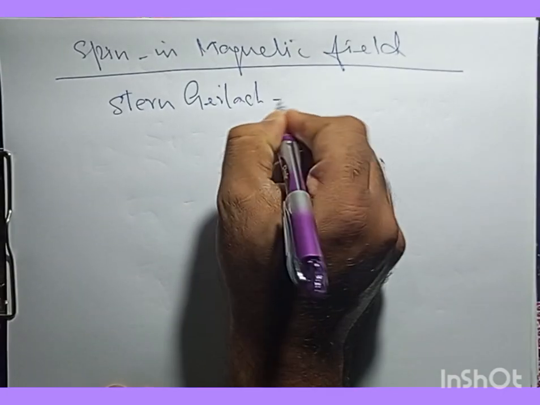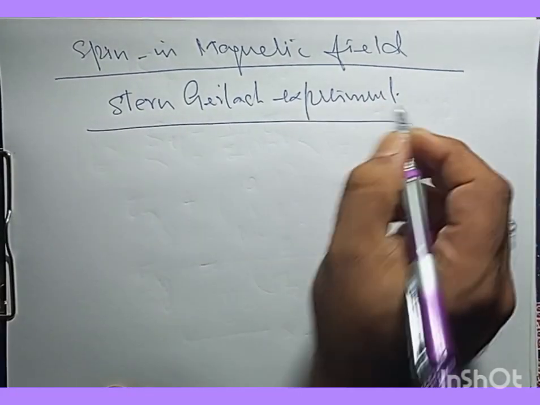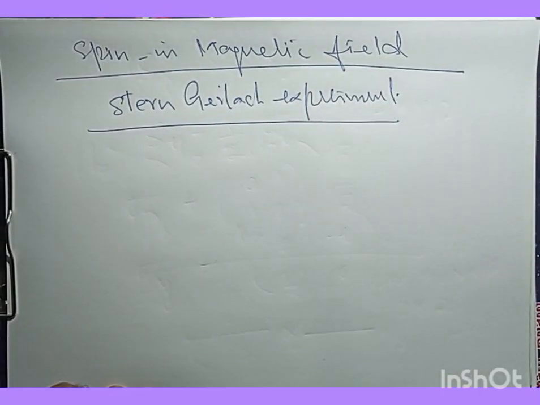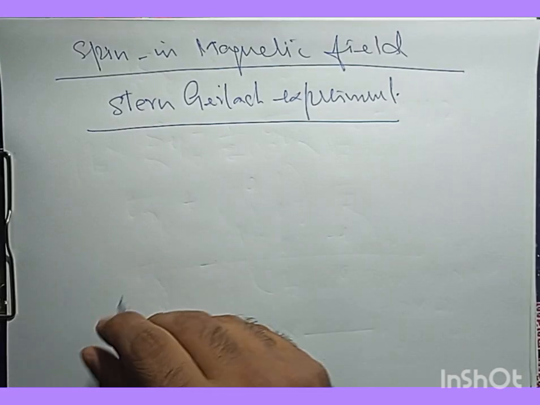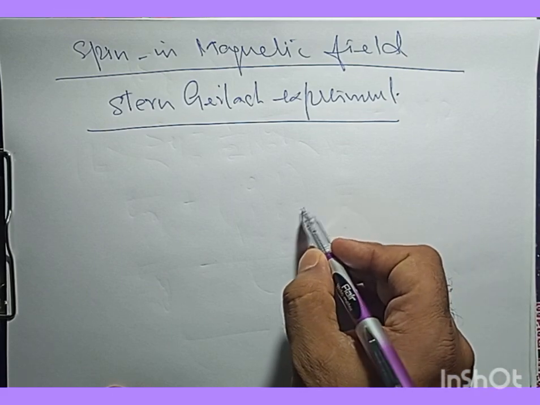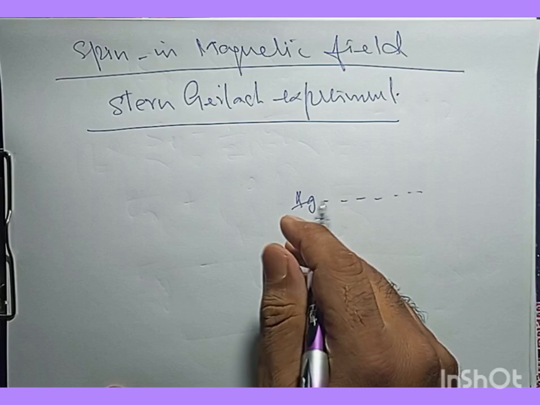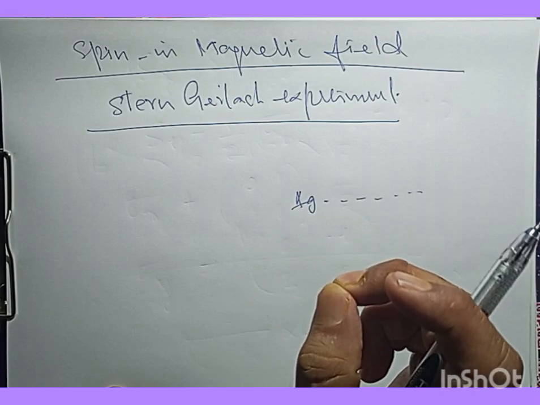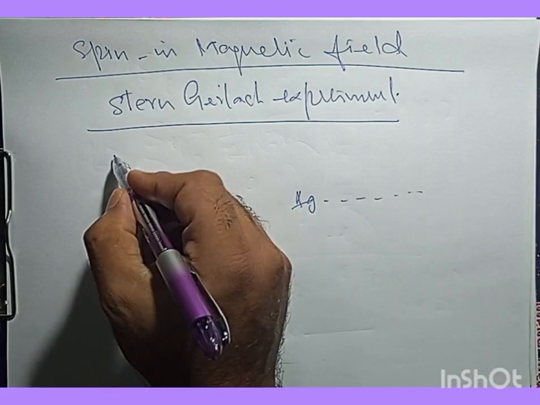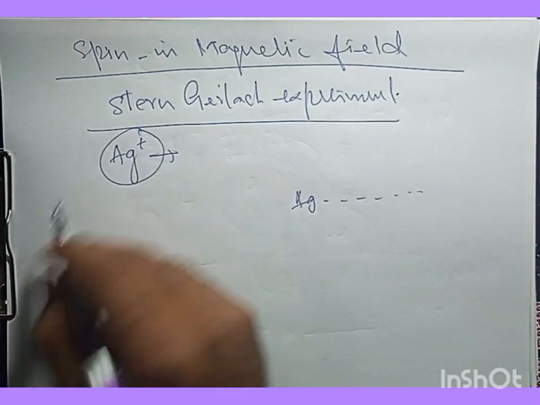Stern-Gerlach experiment. I will not draw its diagram because it's quite simple to understand this experiment. And what happens in this experiment is that you have a beam of silver atoms, each with one unpaired electron. So we have Ag plus atoms.